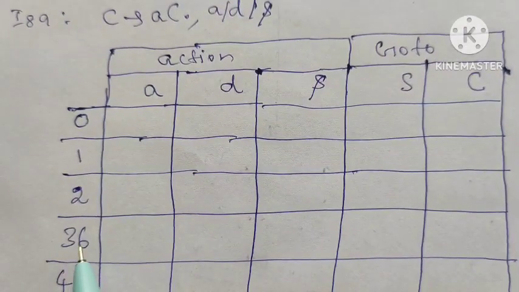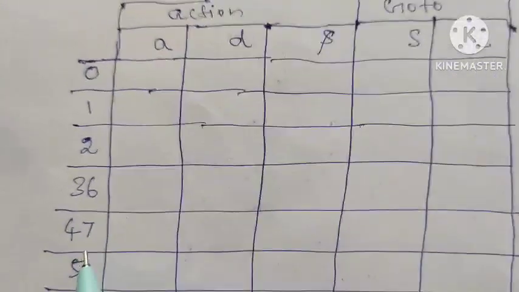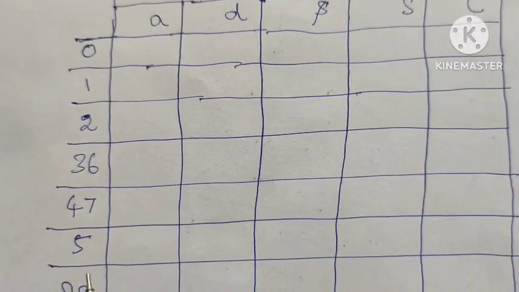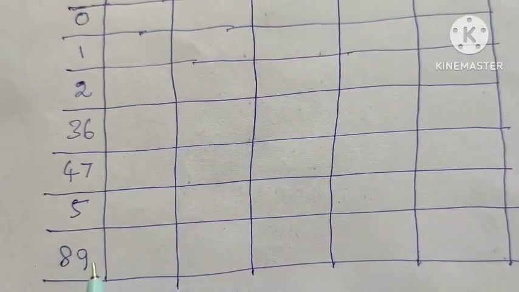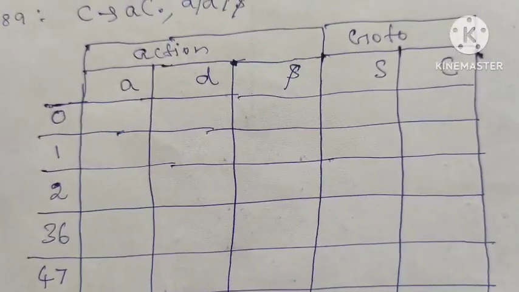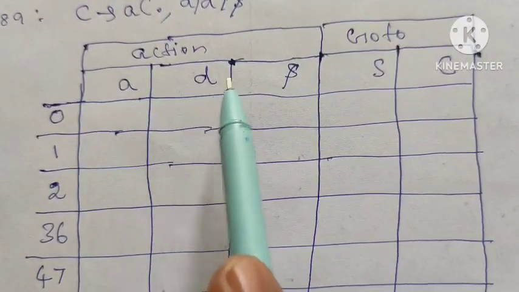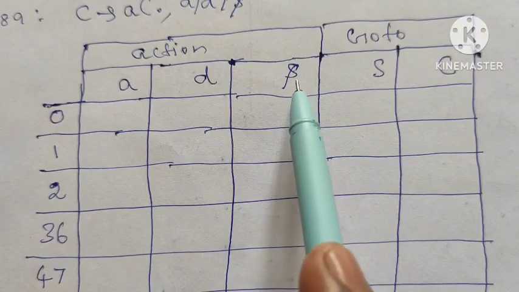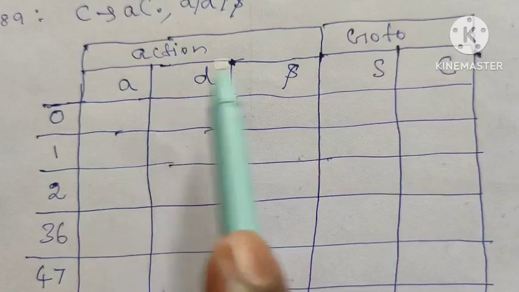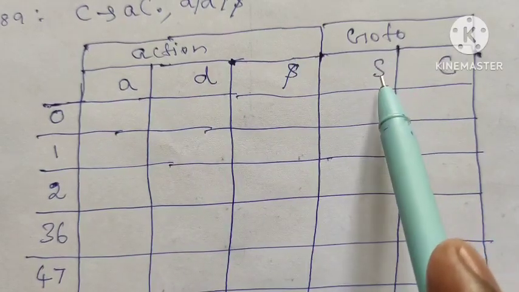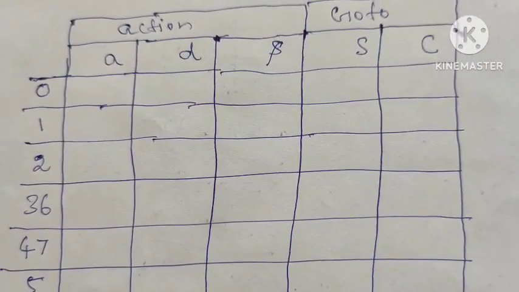3 and 6 are merged here, so we write it as 36. 4 and 7 are merged here, so we write it as 47. 5 is not merged with anything else, so I write 5, and 8 and 9 are merged here, so I write 89. Now we write all the terminals: A, D and dollar. Dollar comes from the follow set. The non-terminals are S and C. So we have constructed the table like this.